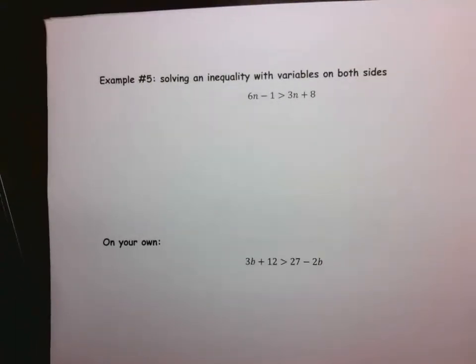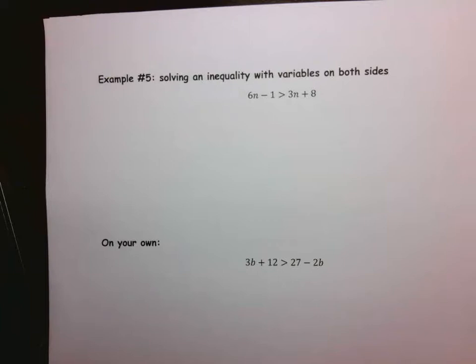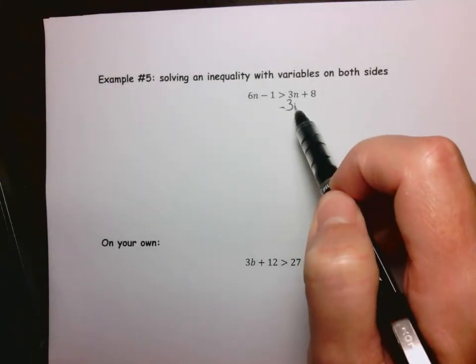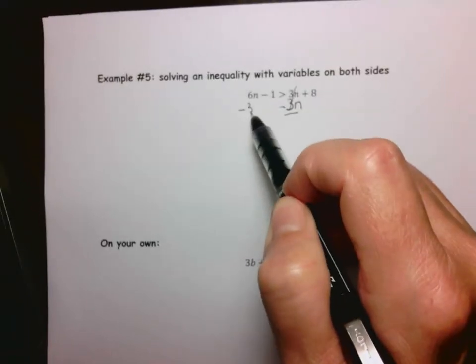All right, ready? Solving an inequality with variables on both sides. Again, the process is the exact same. I'm going to subtract 3n from both sides.